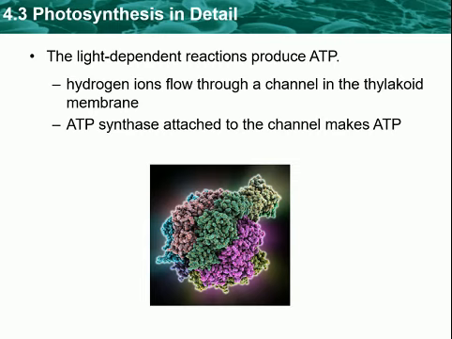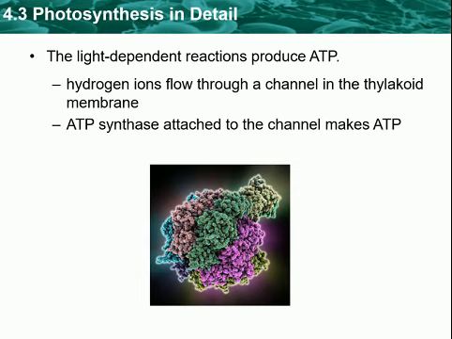Stage 7: ATP produced. The protein channel in Stage 6 is part of a complex enzyme called ATP synthase, which is pictured on the screen here. As the ions flow through the channel, ATP synthase makes ATP by adding phosphate groups to ADP.